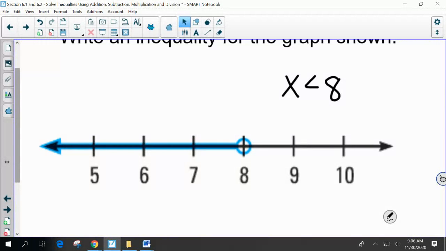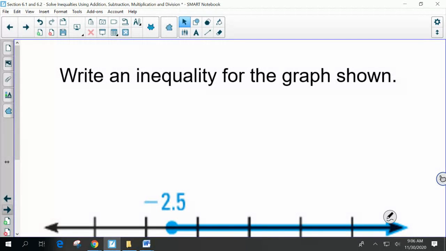Okay, this would be the exact same, except what would my symbol be? Greater than or equal to. So x greater than or equal to, because we have a closed circle, negative 2.5.